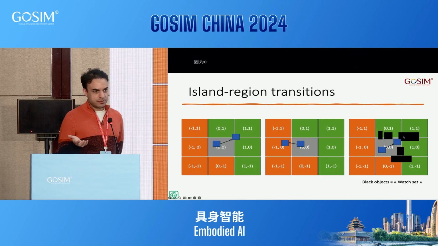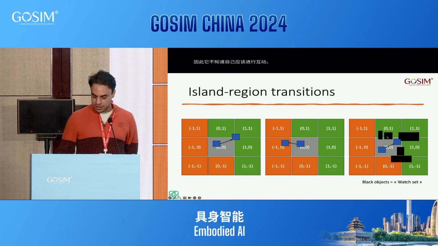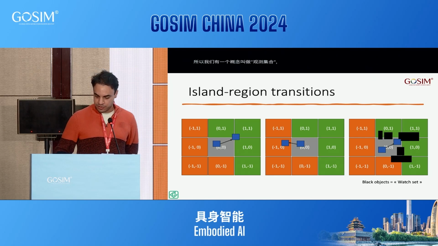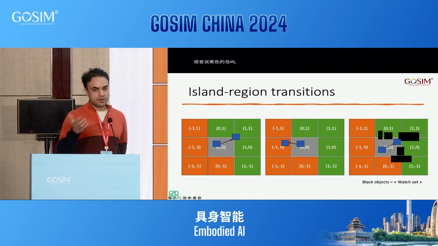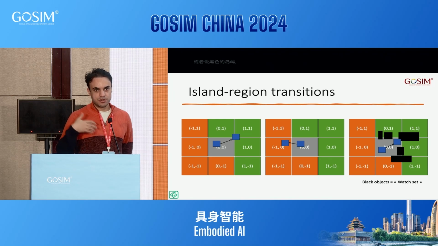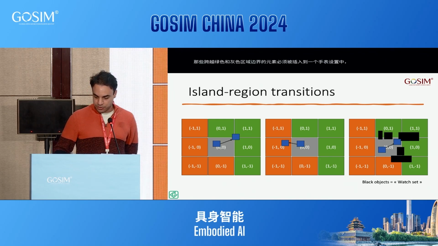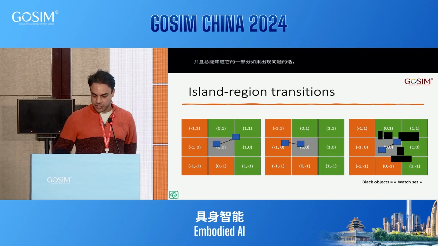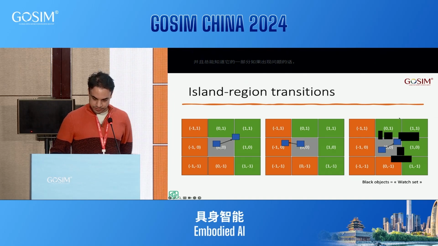So we have a concept of watch set, which means that any of these black objects or black islands which are crossing the boundary between a green and gray region has to be inserted in a watch set, and that watch set has to be loaded by the gray region. That way, the gray region is always aware of its surroundings and is always aware that if one of its objects starts crossing one of these watched black objects, it has to give away ownership of what it's simulating so that the complete island can be simulated in one of the green regions.